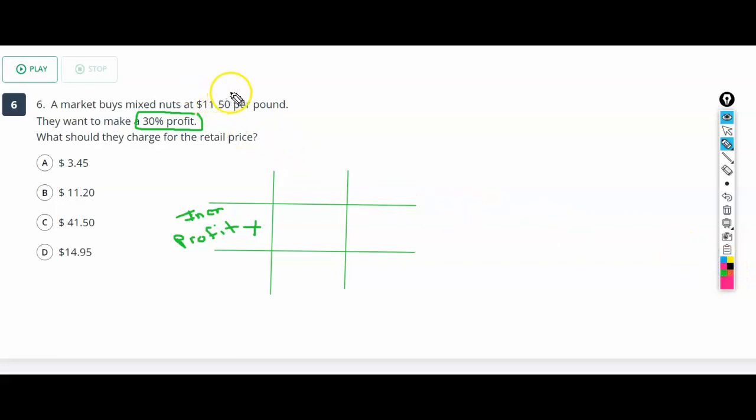For example, we are going to begin with $11.50. There's a 30% profit. We don't put the 30 here because the percent goes on this side. This is the 30%. 30% means out of 100. The 100 is being compared to the beginning amount of $11.50.